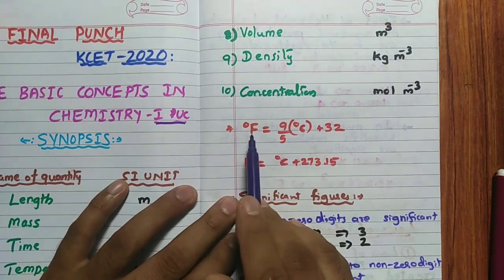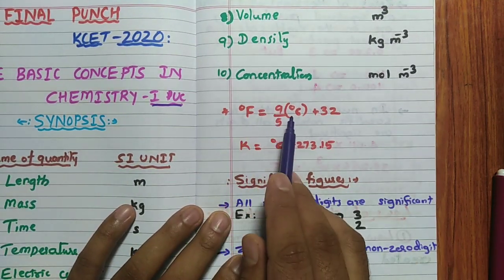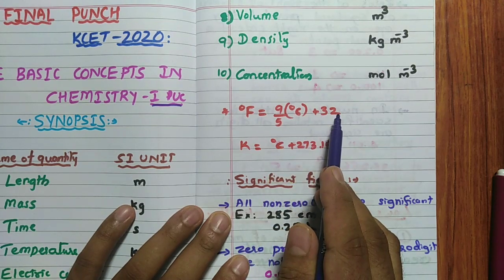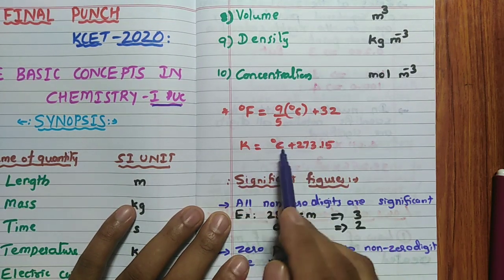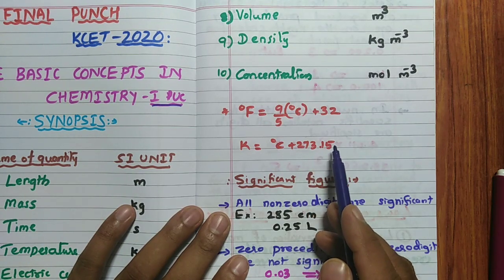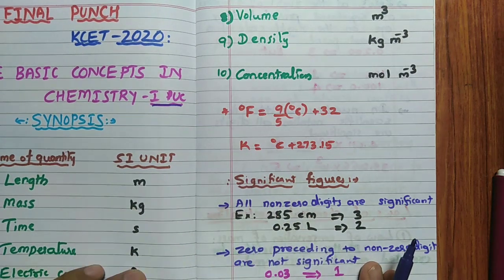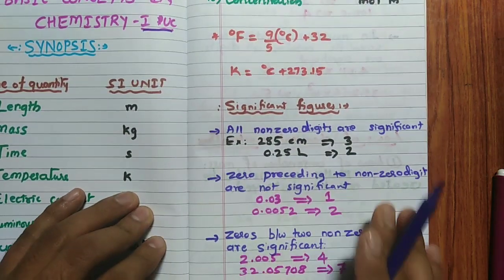Then the conversion of degree Fahrenheit to degree Celsius. Degree Fahrenheit is equal to 9 by 5 degree Celsius plus 32. Kelvin is equal to degree Celsius plus 273.15. That is, when you add 273.15 to degree Celsius, you will get Kelvin. Remember that. Then we will see significant figures.